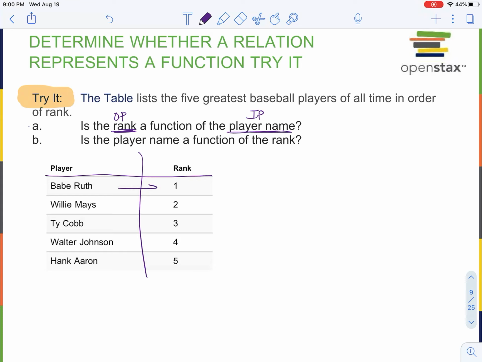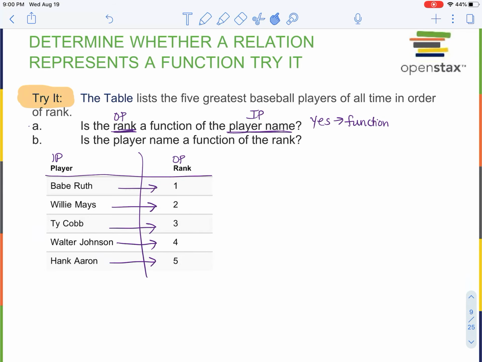So Babe Ruth only has one rank, 1. Willie Mays has only one rank, 2. Ty Cobb, only one rank, 3. Same for Walter Johnson. Same for Hank Aaron. So each X or each input has only one output. So yes, this is a function because each input variable is associated with only one output variable.